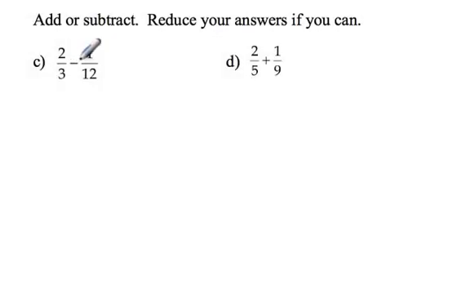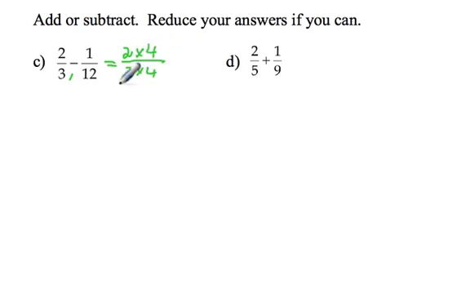For question C, we have to come up with a common denominator before we can subtract the fractions. Here, 12 divides by 3, and 12 also divides by itself, or 12. So the common denominator is 12. To change 2/3 to 12ths, we are going to multiply both numerator and denominator by 4.